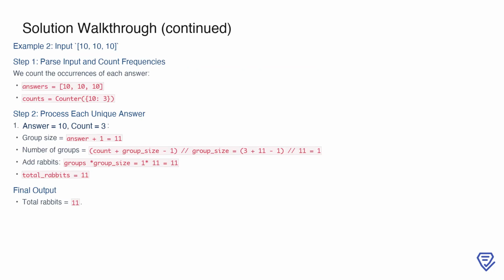Now, let's consider a different input, [10, 10, 10]. We start again by counting the frequency of each answer, which results in Counter({10: 3}). This tells us that the answer 10 appears 3 times.